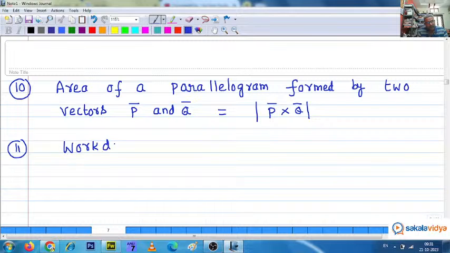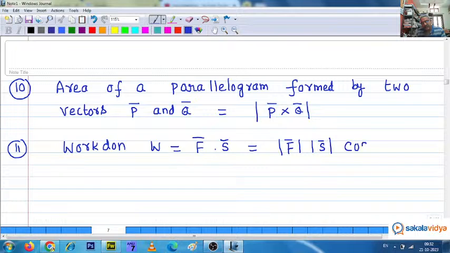So what do you mean by work done? Work done is denoted by W, that is equal to F dot S, where F is the force, S is the displacement. This is nothing but a dot product. You can write mod F mod S cos of the angle inclined between F and S, that is theta, cos theta.